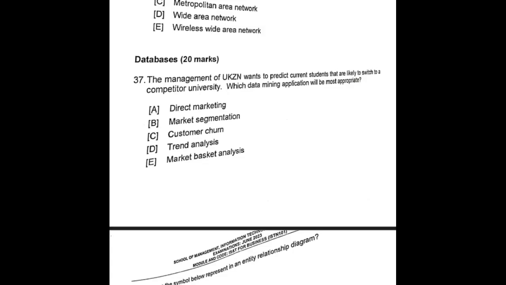So now we're on the database section of the 2023 exam, so let's continue. Now 37, the management of UKZN wants to predict current students that are likely to switch to a competitive university. Now you will look at either D or C.